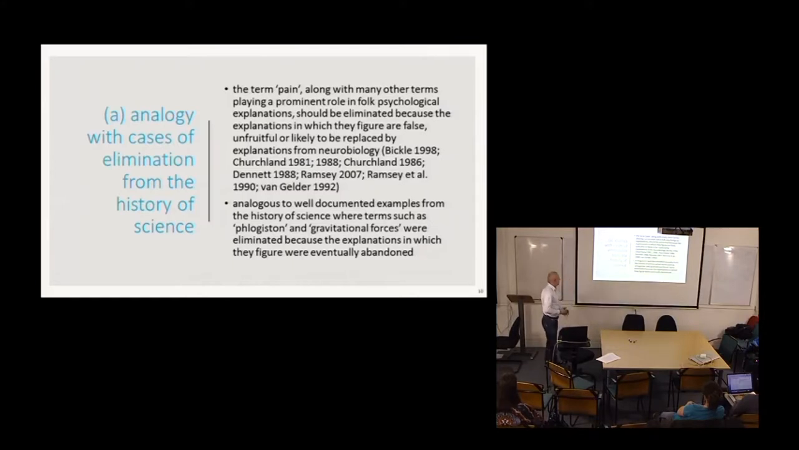So I'll discuss four arguments for eliminativism, drawn from the classical literature from philosophy of mind. The first argument is really an argument from philosophy of science. It's built on an analogy with cases of elimination from the history of science. The argument here, which has been made roughly in this form by a large number of authors, is that the term pain, along with many other terms playing a prominent role in folk psychological explanation, should be eliminated because the explanations in which they figure are in some way false, or perhaps just unfruitful, or likely to be replaced by something better, which would be explanations from neurobiology.